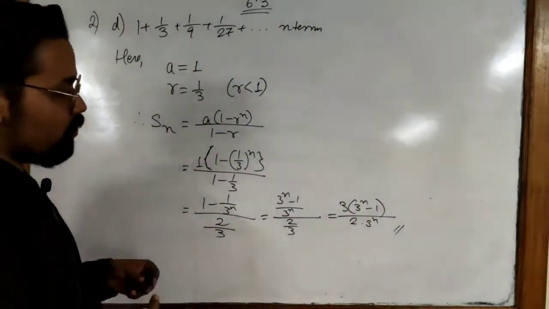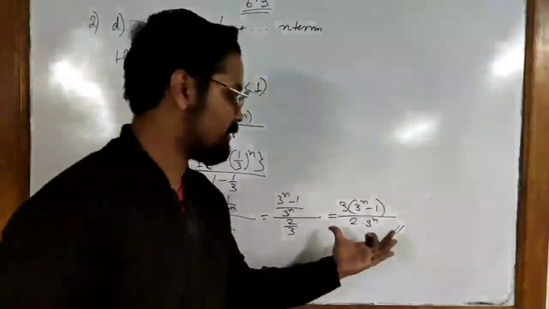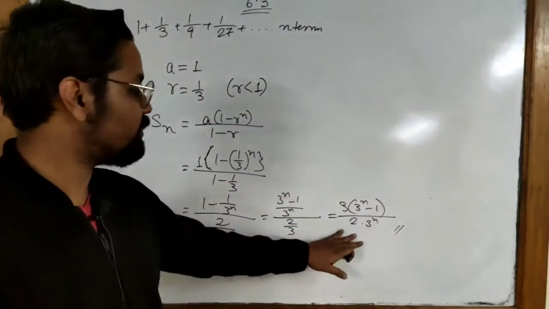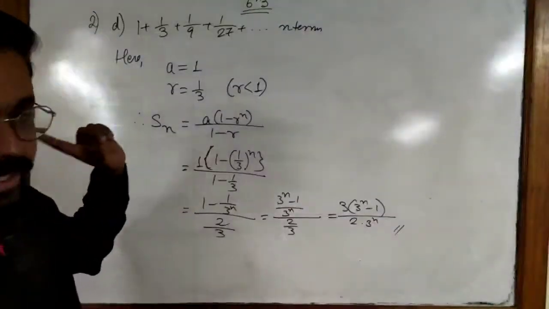Okay, you can end it here. Let's keep it here. Let's not add any more complexity to this. So that is how you will get the sum up to n terms. So that is how we do question number D.